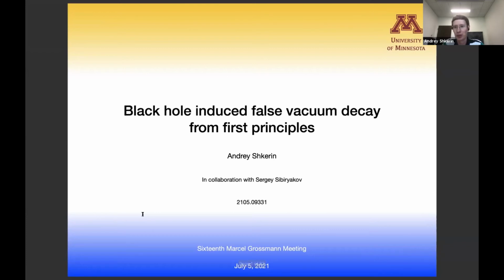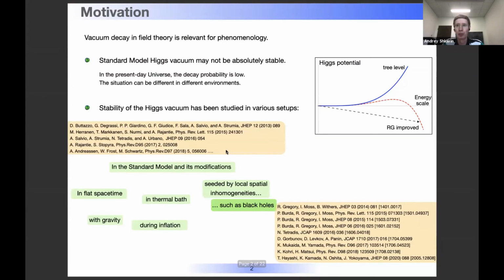This topic is of considerable interest. Here's a very incomplete list of papers dedicated to it. And the general conclusion is that although in our present day universe, with its low temperature and low curvature background, the tunneling probability is sufficiently low, the situation can be different in different environments and in different epochs of the universe. The Higgs vacuum stability has been studied in many various setups: in the standard model and its modifications, in thermal spacetime with gravitational corrections taken into account, at finite temperature, and also in the presence of local space-time inhomogeneities, such as black holes. So let me explain why black holes are so interesting in this respect.